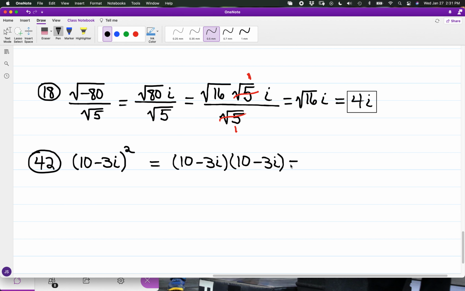And setting up what we have here, we have 10 times 10. That is 100. And then for the outside and inside products, these will each be negative 30i.